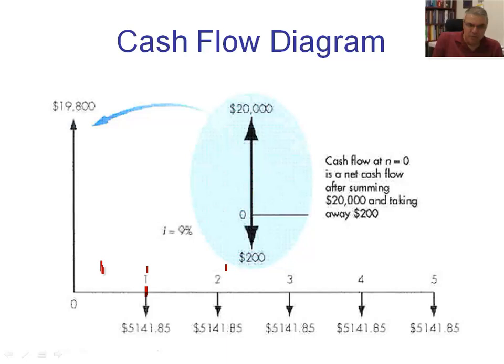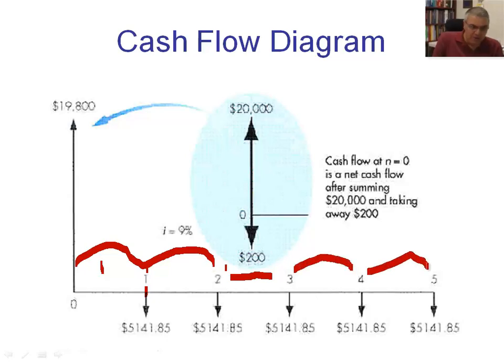So this is year 1 from here to here, and from 1 to 2, that's year 2. From 2 to 3, that's year 3. From 3 to 4, that's year 4. And from 4 to 5, that is year 5. So I want you to be clear on that.